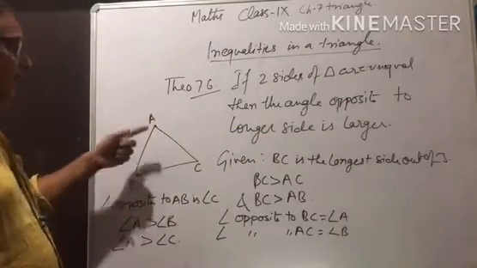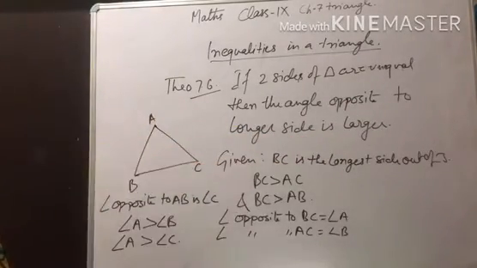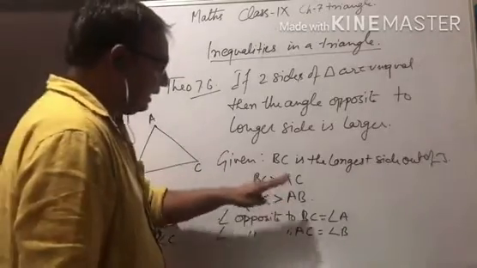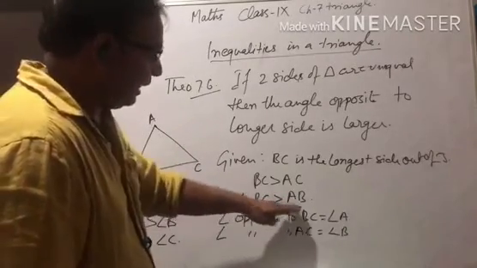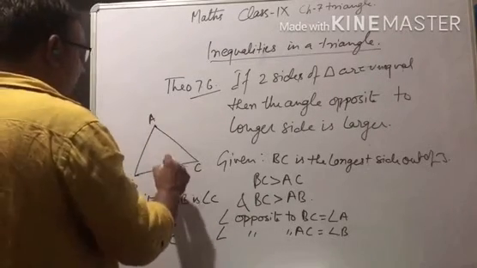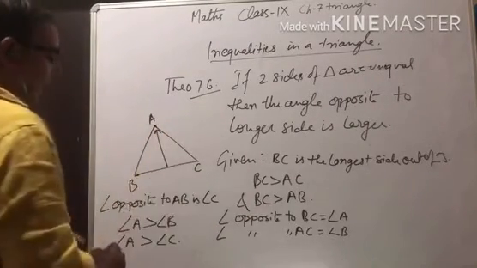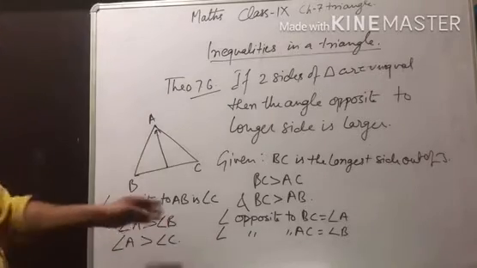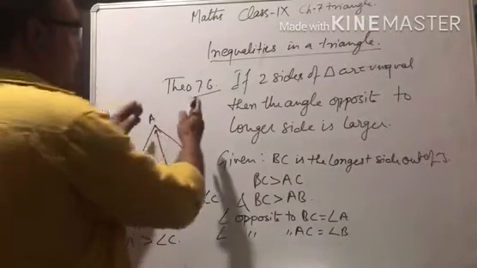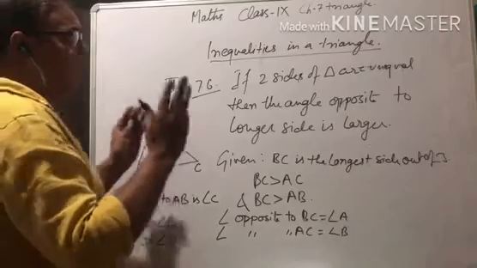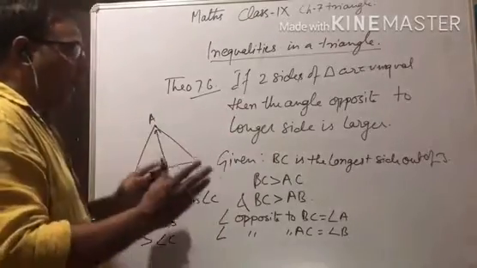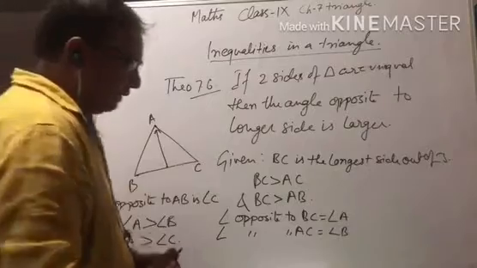Now see, it is given that BC is the longest side out of 3, so BC is greater than AC and BC is greater than AB also. It means the angle opposite to BC is angle A. So angle A is greater than angle B as well as angle C. This is theorem 7.6. If two sides of a triangle are unequal, then the angle opposite to the longer side is larger.